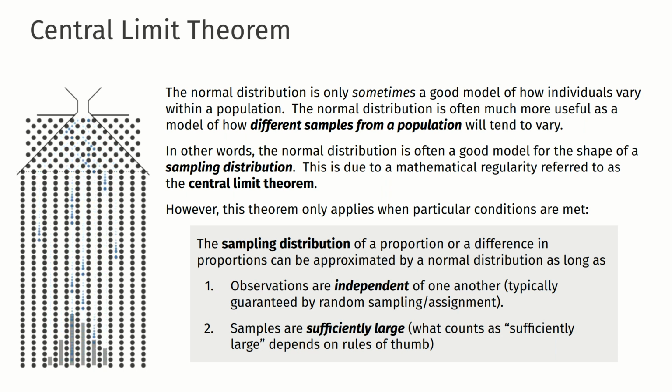So that's one condition. The second condition is that our sample needs to be sufficiently large, and sufficiently large is admittedly a vague term. What counts as sufficiently large typically depends on rules of thumb, and in specific examples we'll define some good rules of thumb as we go. But these are the two basic conditions that need to hold for the central limit theorem to apply. In other words, these are the two conditions that need to be met before we can be comfortable using the normal distribution as a model for our sampling distribution.